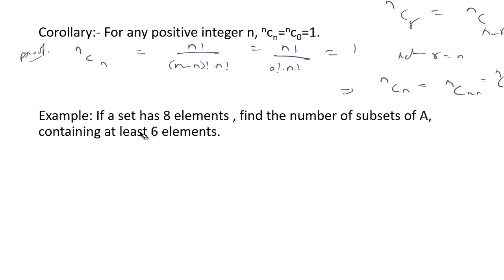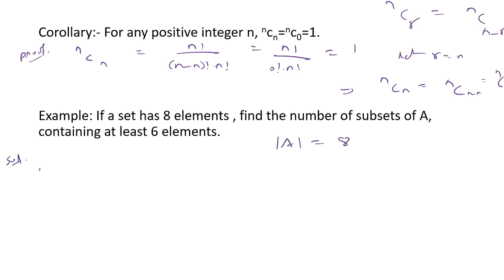Next we have a small example problem. If a set A has 8 elements, find the number of different subsets of A containing at least 6 elements. So there is a set A which contains 8 elements. Now I have to find all the subsets of A which contain at least 6 elements. So the cardinality of A is equal to 8. That means the set A contains 8 elements.